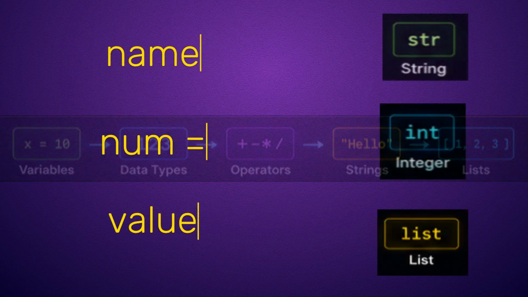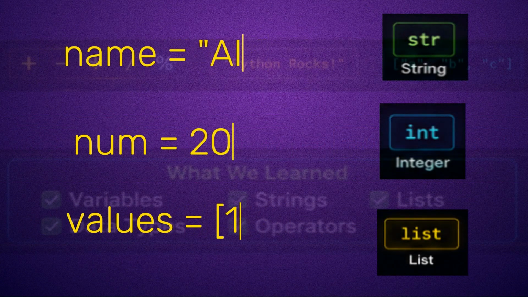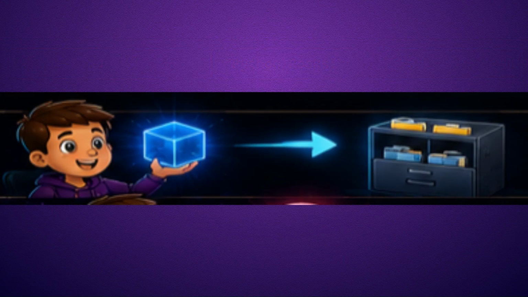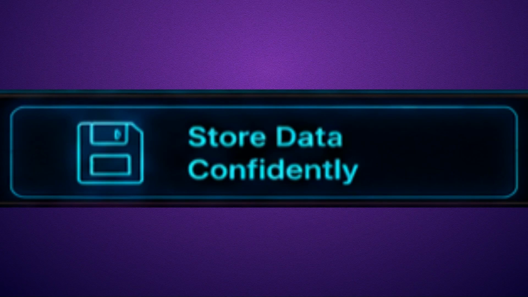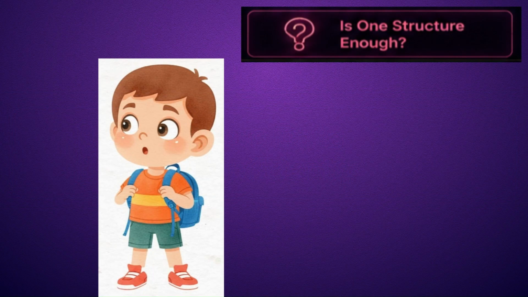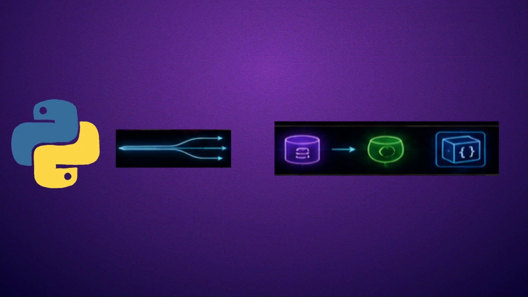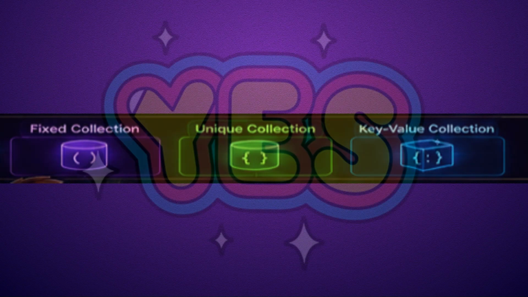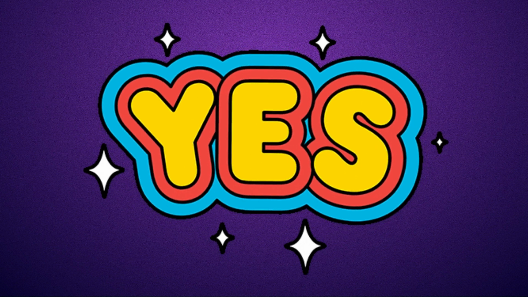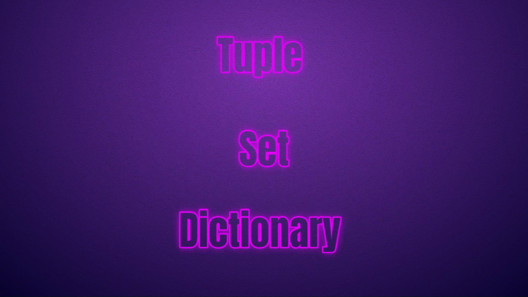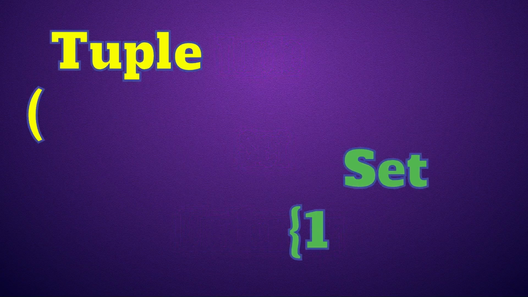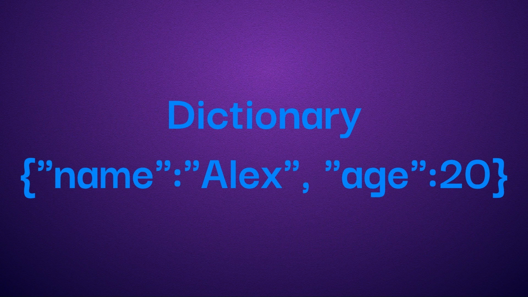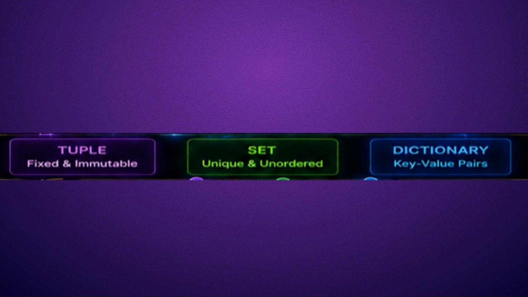So far, Alex learned about variables, data types, operators, strings and lists. Now, Alex knows how to store data. But now comes an important question. Does Python provide different ways to store collections of data for different situations? The answer is yes. Today, Alex will learn three powerful data structures in Python: tuples, set, and dictionary.